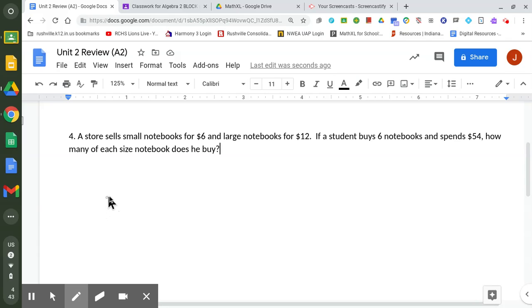So number 4 is an application problem where your problem should be very similar to this. A store sells small notebooks for $6 and large notebooks for $12. If a student buys 6 notebooks and spends $54, how many of each size notebook does he buy? So I believe on our work page, we have asked you to define variables. So x would equal, and I'm just going to use number of small notebooks because that's the first thing they talk about.